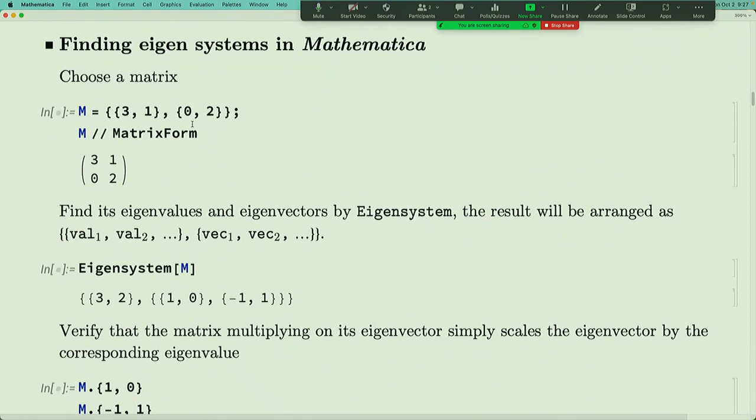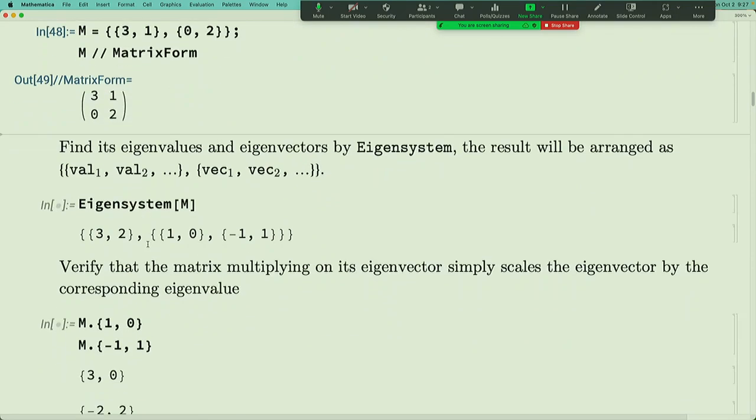Let's say I have a matrix M, which is this 2x2 matrix. What you can do in Mathematica, let's try that, is use the command called Eigensystem, which is a function. When you put M inside it, it returns the eigenvalues and eigenvectors. This is the first eigenvalue, and this is the first eigenvector corresponding to that eigenvalue. This is the second eigenvalue, and the second eigenvector corresponding to that.